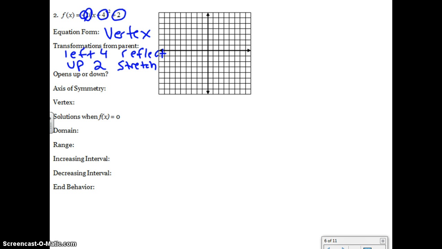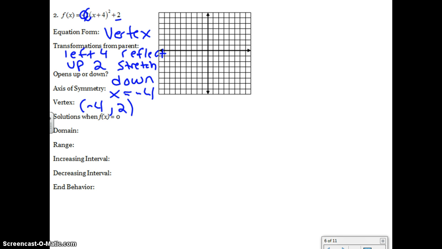So I know that my a value is negative because it's a negative 2. That means I'm opening down because I have reflected. My vertex, I'm going to go to vertex next because that's a little easier to do. It's opposite of the inside. My inside was plus 4. So it's always opposite when it's on the inside of the parentheses. So negative 4 is my x value and then positive 2. And that makes my axis of symmetry x equals negative 4 because those two x values always match.